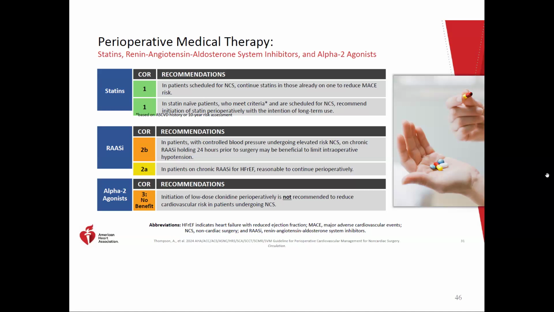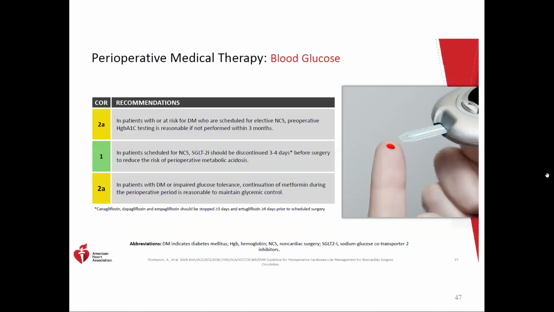She had an MI because her afterload was so high, her wall stress was so high that she was not able to deliver enough oxygen and she infarcted. It is not evidence-based to start clonidine perioperatively for better outcomes.